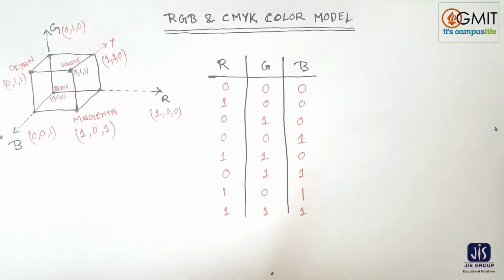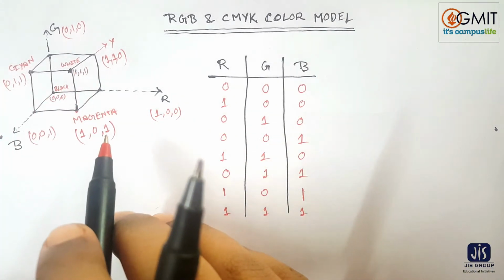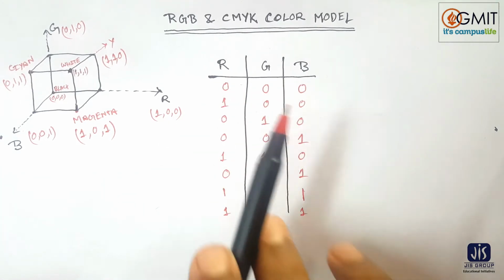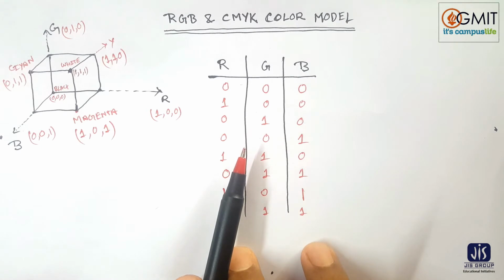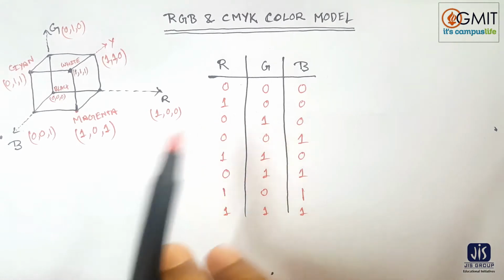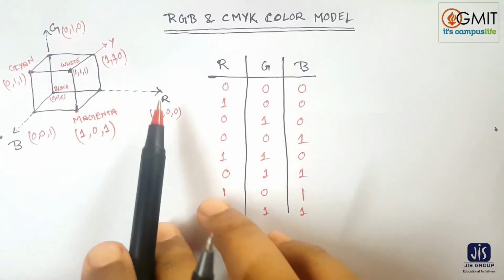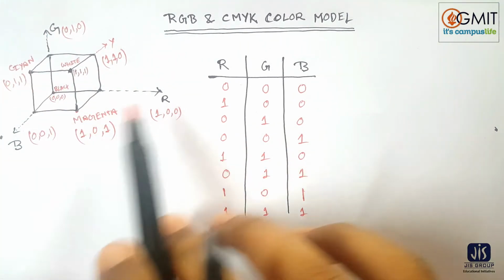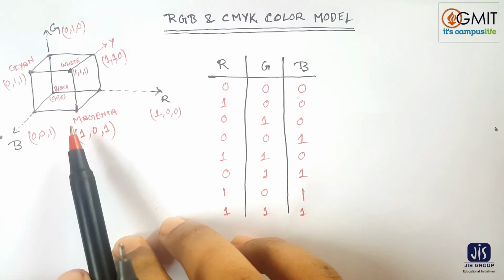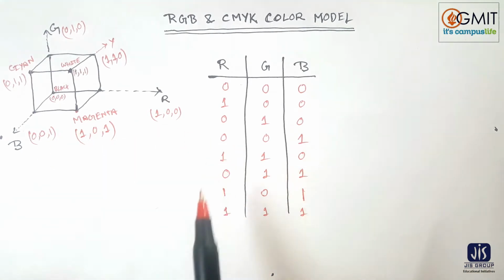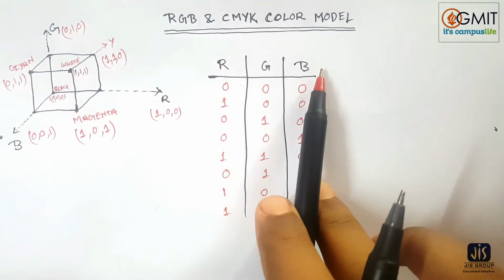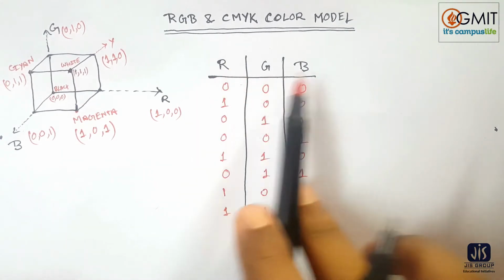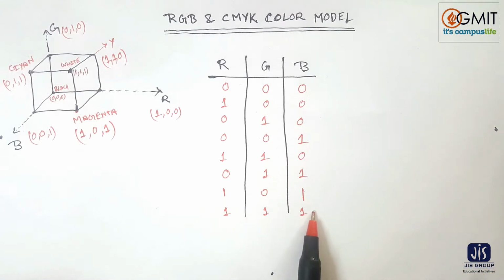So this is our RGB color model, where starting from 0, 0, 0 we go to 1, 1, 1 by summing up or adding up. That's why this is called an additive color model. We are actually adding two colors: red and green to get yellow, green and blue to get cyan, blue and red to get magenta. And whenever we mix red, green and blue together, we get white. We are adding red, green and blue together to get 1, 1, 1.